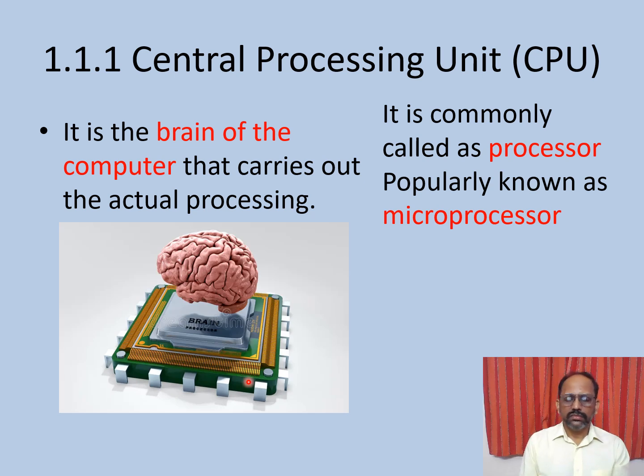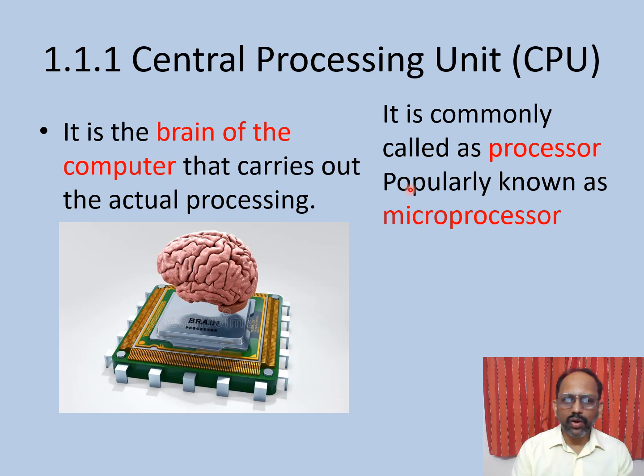Now, there is one specific unit called CPU. Full form of CPU is Central Processing Unit. What is the function of CPU? The CPU is the brain of the computer that carries out the actual processing in computer system. Without the CPU, the computer is incomplete. Every activity that takes place in the computer system is because of this CPU.